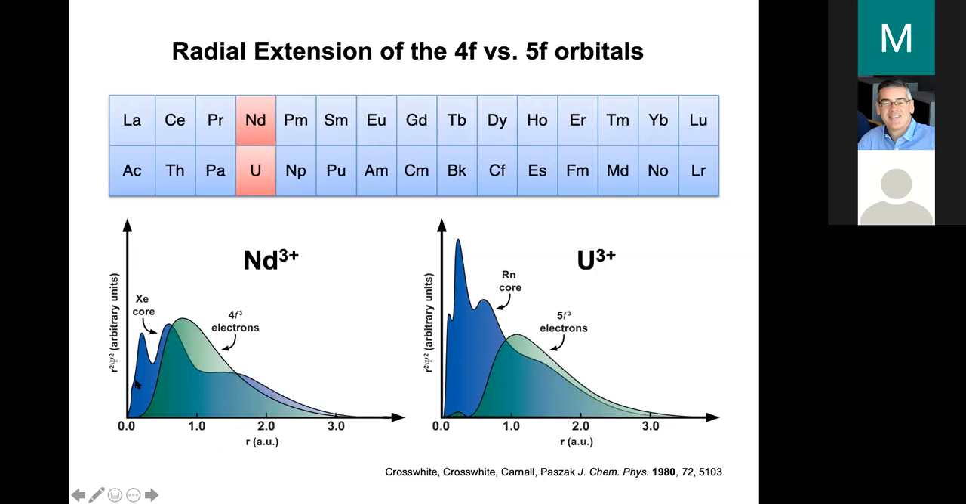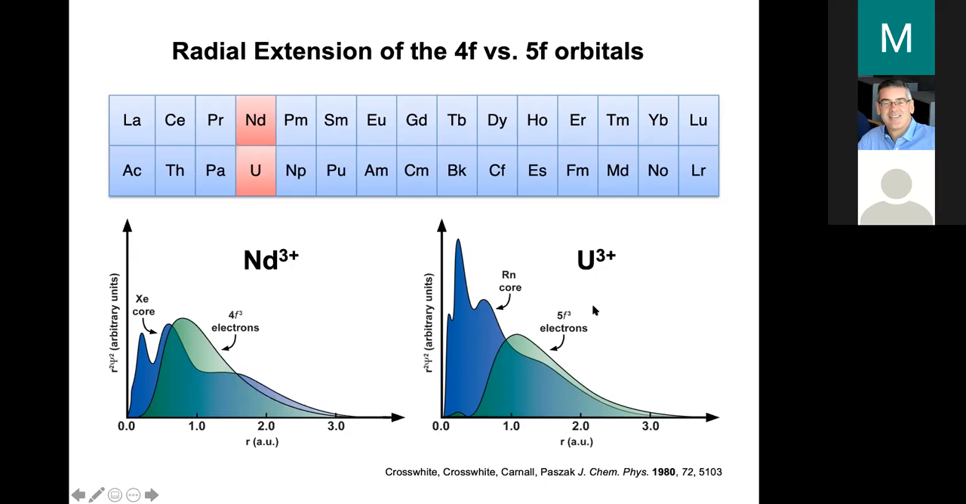And so that's true for all of these 3+ lanthanides. You can see here the blue is showing the radial distribution function for the xenon core electrons for neodymium 3+, and the green is the distribution for the 4f3 electrons. And they don't extend out as far as the core, meaning that they're essentially part of the core and won't engage in covalent orbital interactions.